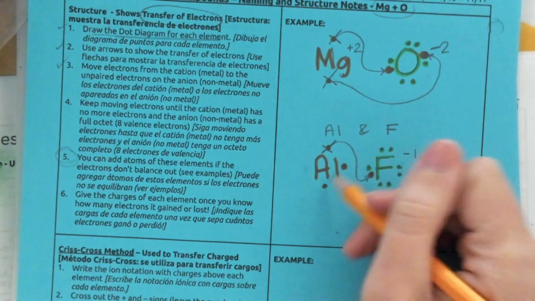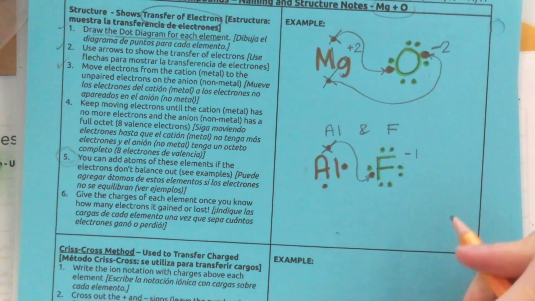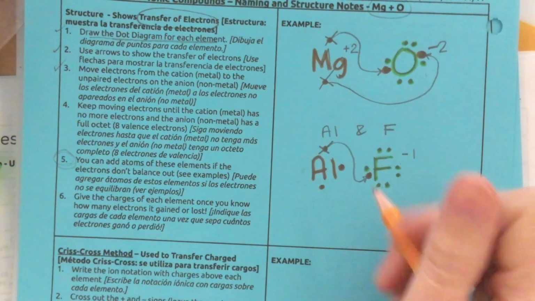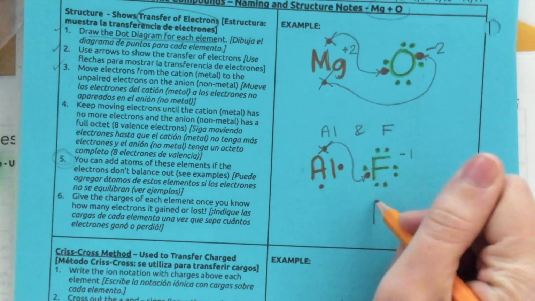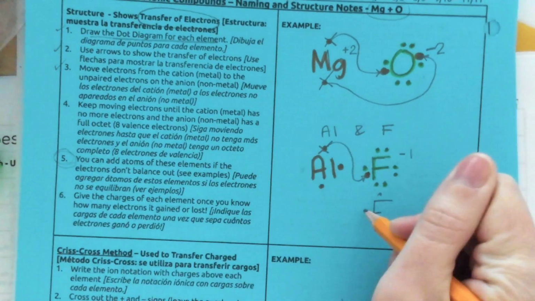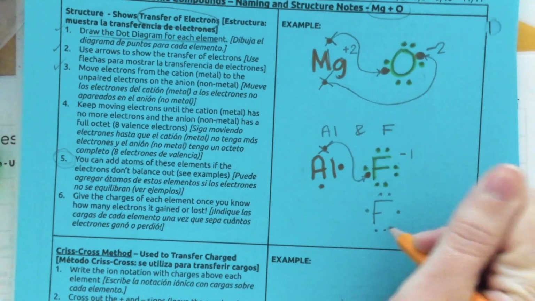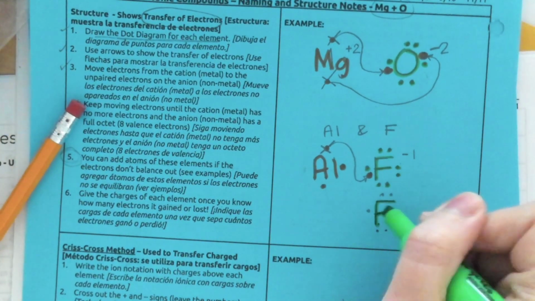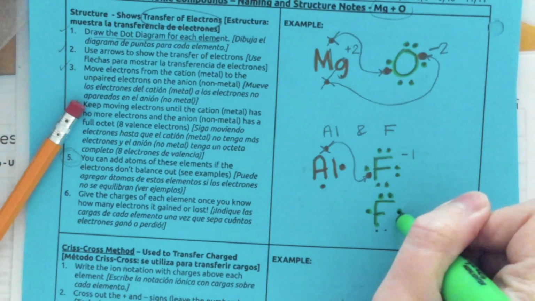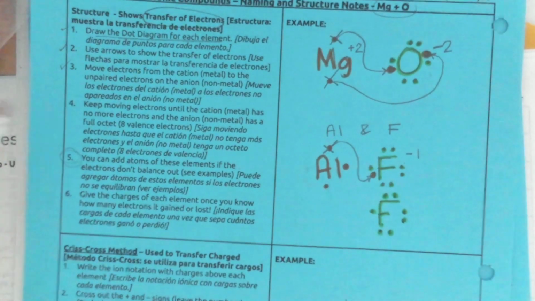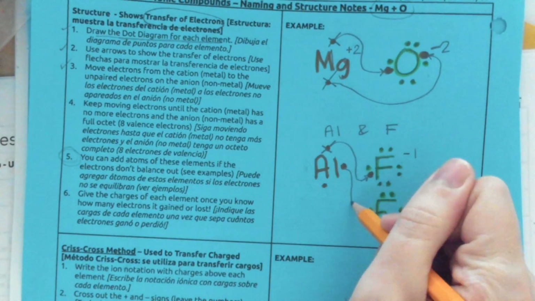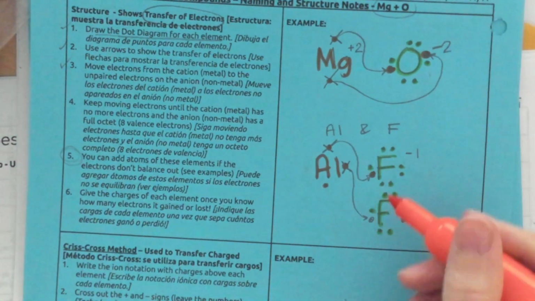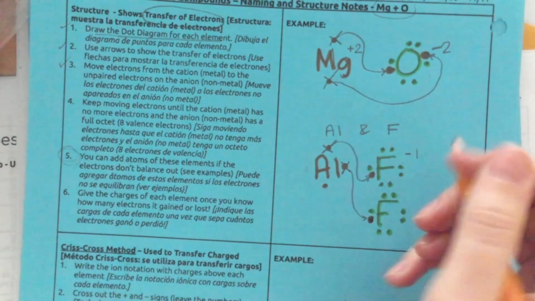This aluminum has 3 electrons to get rid of. Fluorine can only hold 1 of them. So that means we got to add more fluorine, right? If 1 fluorine doesn't hack it, you got to add another. And maybe another one after that. All right, so let's go ahead and draw in a second fluorine. Move another electron over. Add our charge.